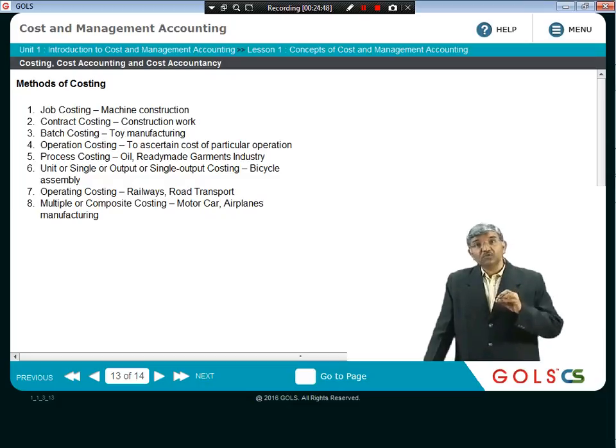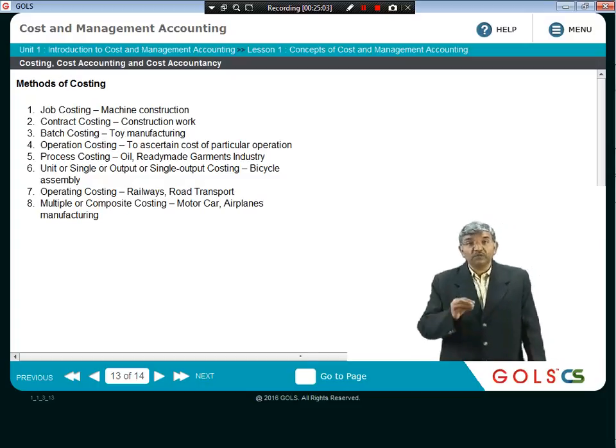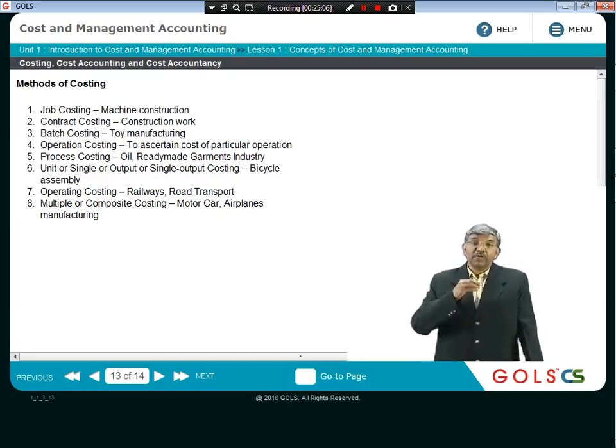Railway will have to decide how much should be the ticket fare for 1 kilometer. If the passenger is traveling 1 kilometer by ordinary car or by first class, how much fare has to be calculated? For that, first of all, they will have to decide how much will be the passenger kilometer cost. So per passenger kilometer cost they will have to ascertain, and then on the basis of that they can decide what will be the fare. So it's where the operating costing is used.